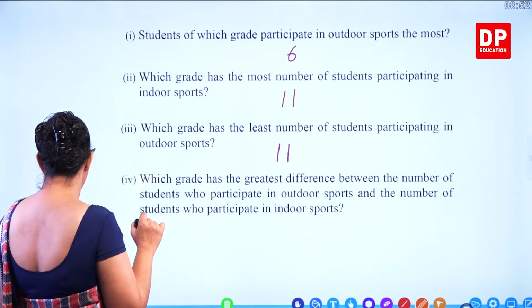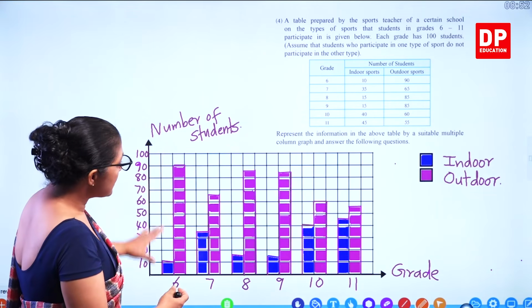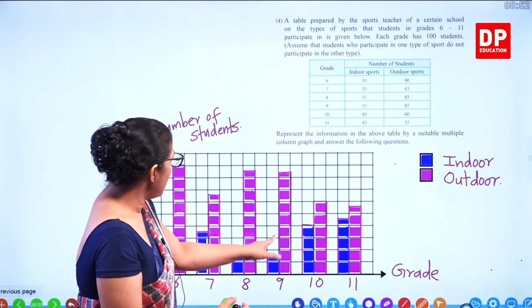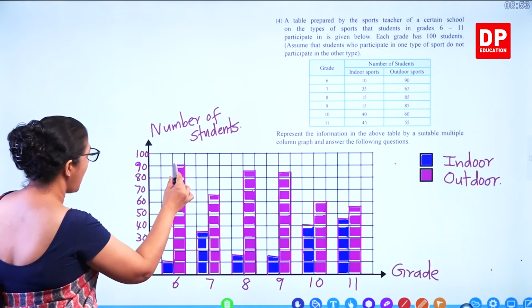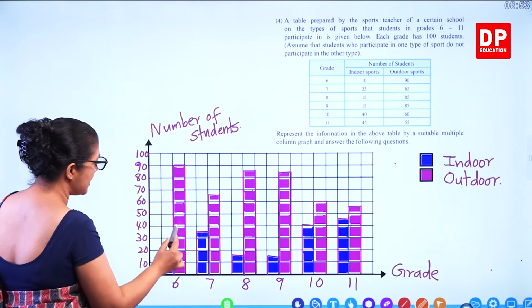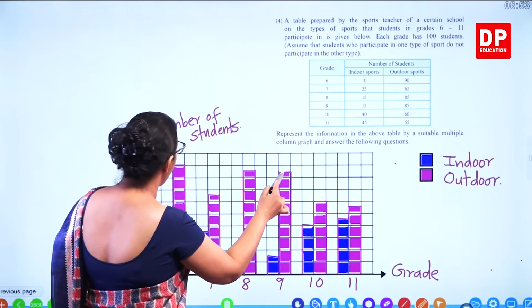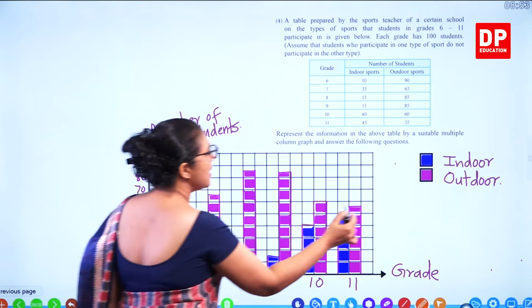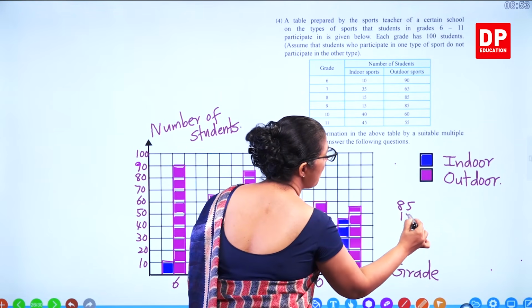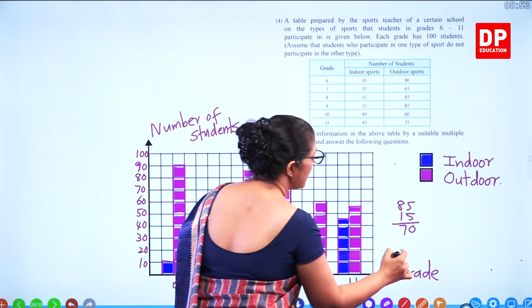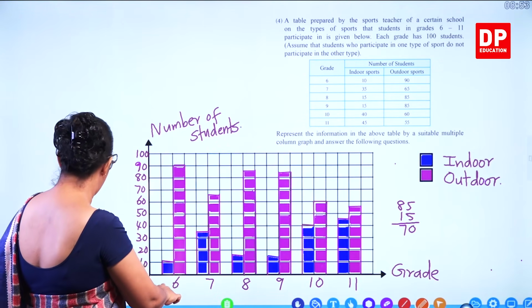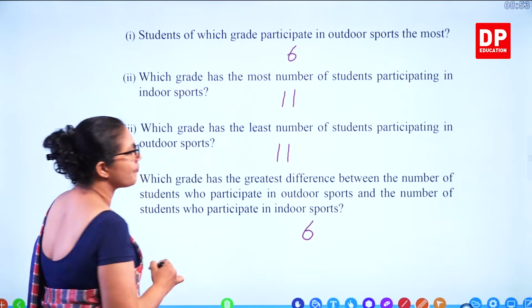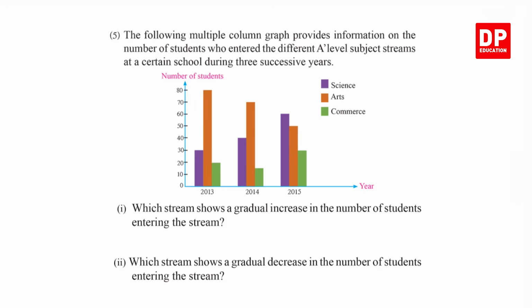Greatest difference. So the gap is the highest. This or this. So here, what's the gap? 90 and 10. The gap is 80 here. Here, 85 and 15, the gap is not that much. So 70. So this is the highest gap. So that's grade 6. Look at the next question.